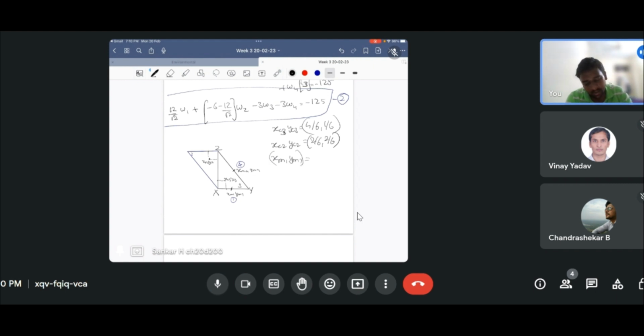By looking at the figure, we can easily identify that xm1 will have a value, ym1 will not have a value. Since this is the actual triangle, ym1 will be on this base. Therefore, ym1 will be 0, and xm1 is at the midpoint of this line. So this length is 0.5. Therefore, this length is 0.25. This from the origin over here, it will be 0.75. So this will have the coordinates 3 by 4 comma 0.